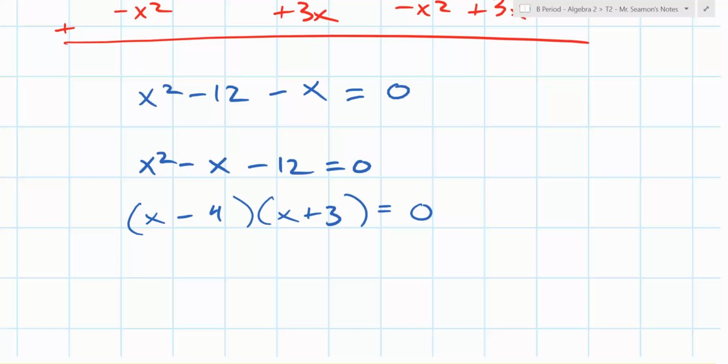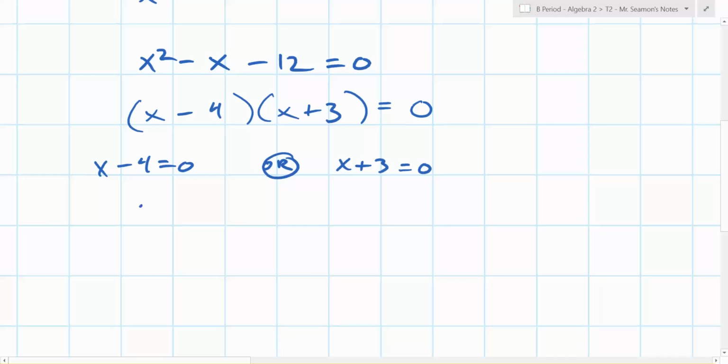And if you do this, what's now the OR statement? You have two things multiplied together. What's the OR statement, Chris? X plus 3 is equal to 0, and x minus 4 is equal to 0. Yep. Or x plus 3 is equal to 0. So therefore x is equal to 4, or x is equal to -3. So you have two answers right here.